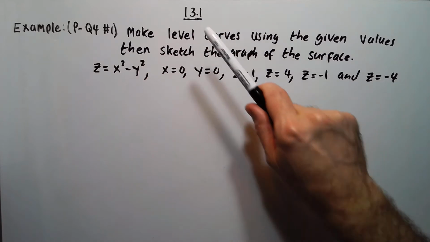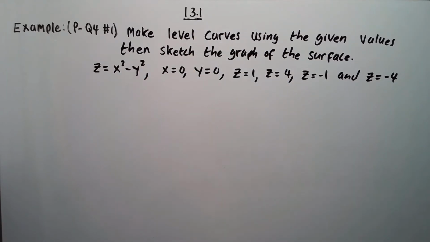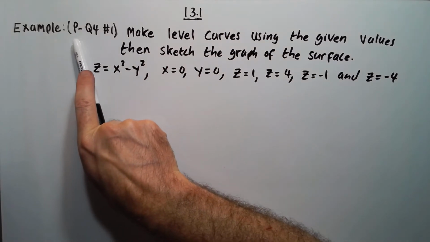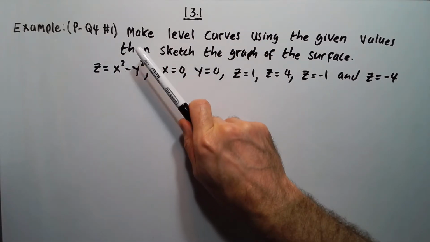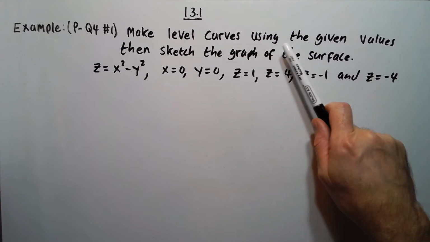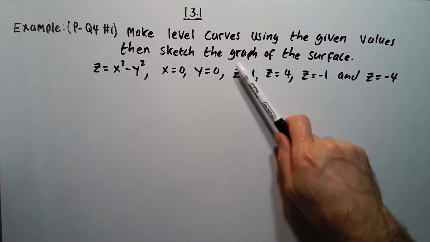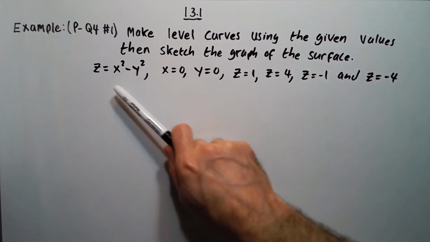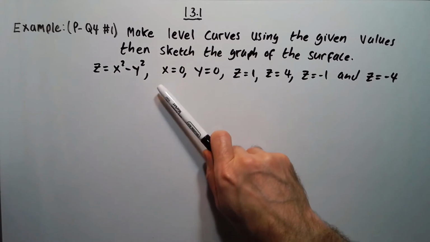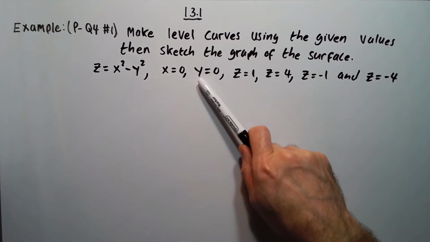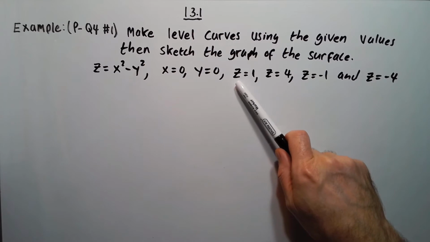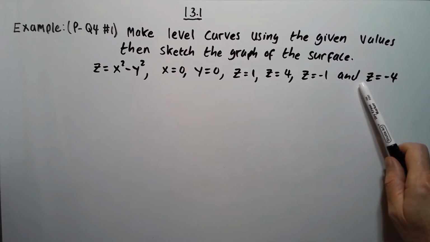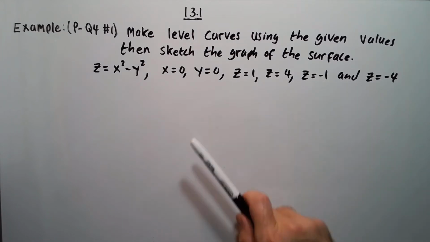Okay, so let's look at 13.1. Let's do an example. This is from practice quiz 4. It's number 1. It says make level curves using the given values, then sketch the graph of the surface. So here's our surface here, and here's our values: x equals 0, y equals 0, z equals 1, z equals 4, z equals minus 1, and z equals negative 4. So let's do x equals 0 first.